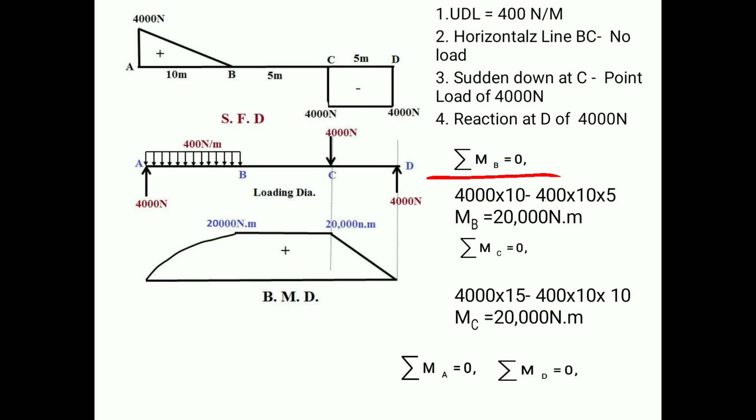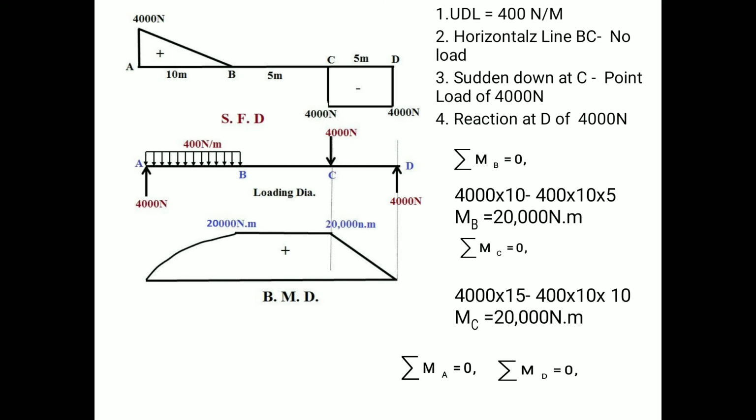Therefore we have 4000 into 10, reaction into perpendicular distance, which is 10, minus the UDL, which has to be converted into a point load. So 4000 into 10 minus 400 into 10, and the half of the span is 5. So minus 400 into 10 into 5. The UDL has to be converted into point load. Therefore, we have bending moment at point B equal to 20,000 Newton meter.